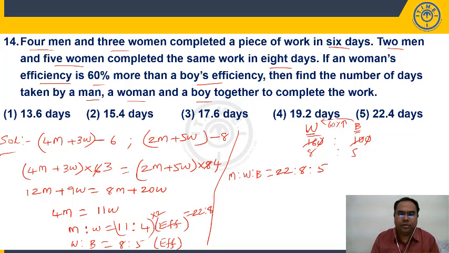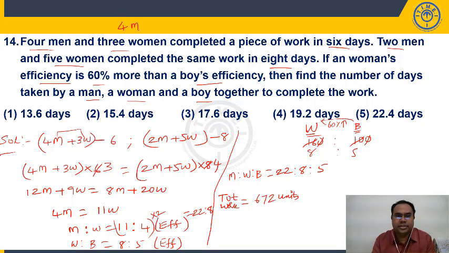Now, what is my total work? 4 men plus 3w into 6. So, total work will be 4 men. Men is 22 units. 4 into 22, 88. 3 into 8, 24. 88 plus 24. How much? 112. 112 into 6. 672 units.